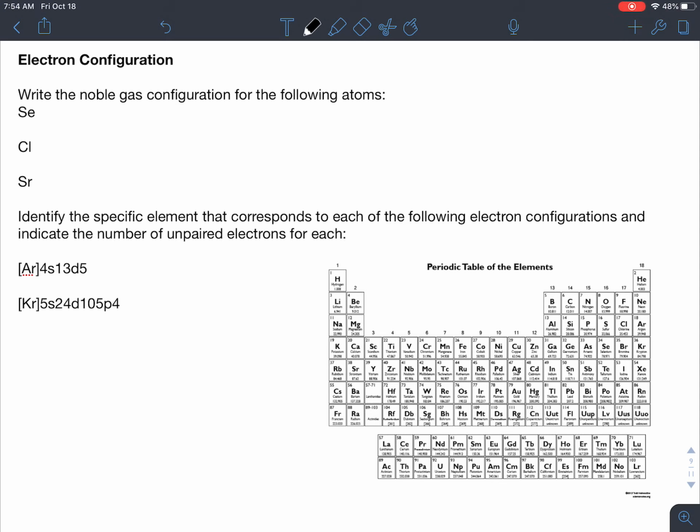Electron configuration. So let's practice writing noble gas configurations. For selenium, first one, which is right over here.